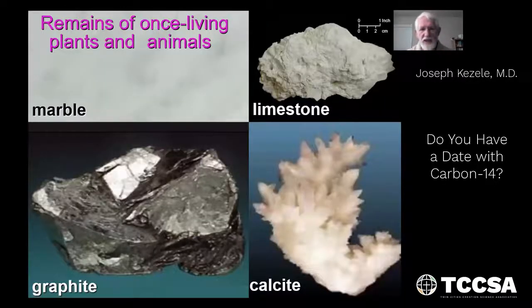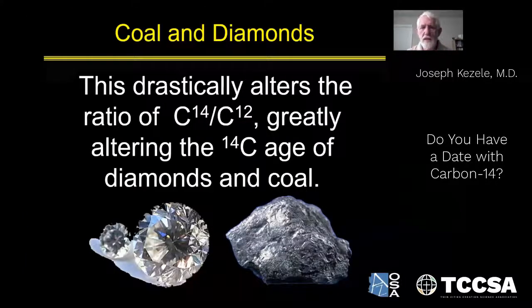So we see these various forms of carbon that were once part of living organisms, marble being limestone that was metamorphosed by pressure and heat, graphite, which we've already talked about, calcite, as well as oil and gas. And things like methane and carbon dioxide that are trapped in the crust, as well as coal and diamonds. So this event by the flood tremendously had to alter the ratio of carbon 12 and carbon 14, very different than now.